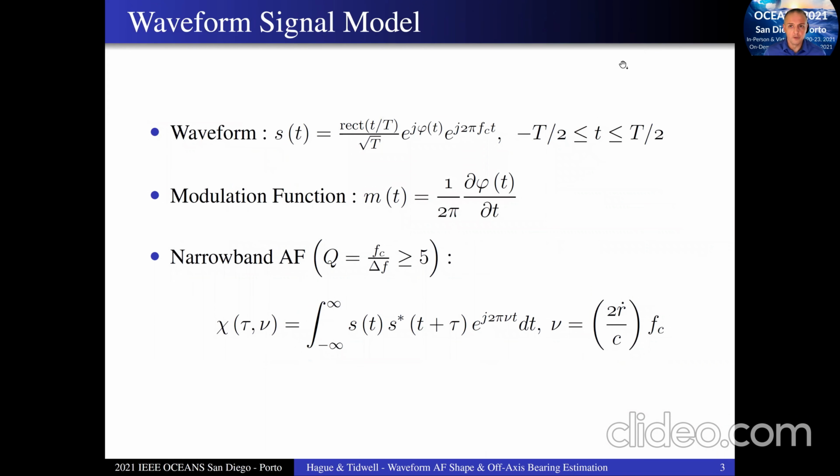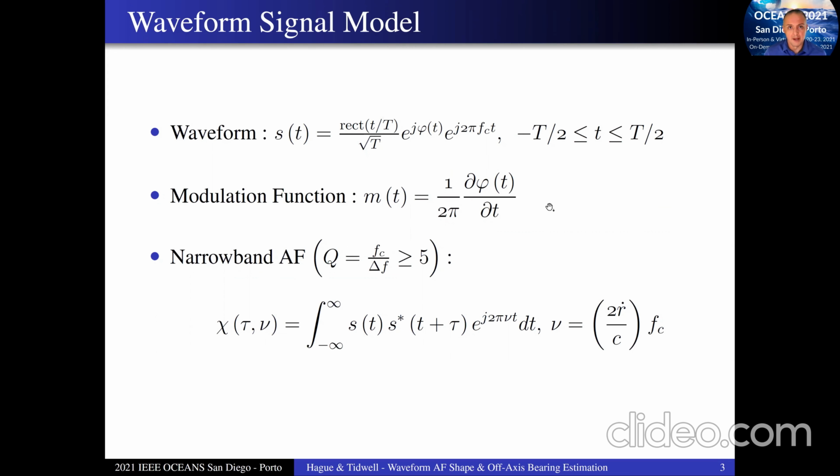Now here's a brief overview of the waveform signal model. So my waveform is some rectangularly windowed complex exponential with instantaneous phase φ(t) and some carrier term f_c. This is over the domain of time between plus or minus capital T over 2, the pulse length of the waveform. The modulation function is the first time derivative of the phase divided by 2π.